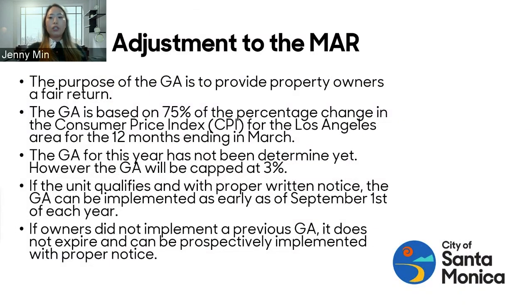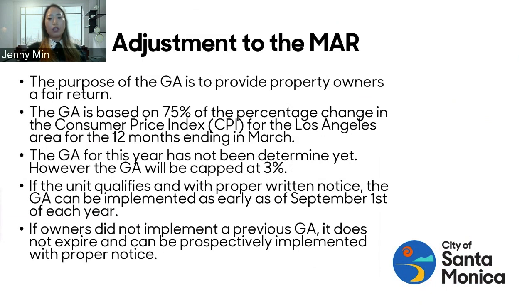So the general adjustment to the MAR, the purpose of the general adjustment to the MAR is to provide the property owners a fair return. The general adjustment, also called GA, is based on 75% of the percent change in the consumer price index for the Los Angeles area for the 12 months ending in March. The general adjustment for this year has not been determined yet.